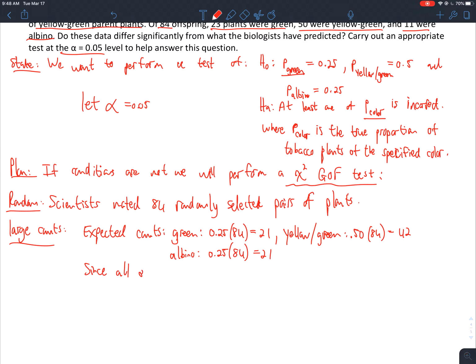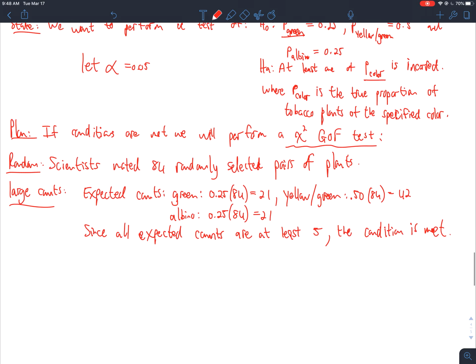Okay, so you say, since all expected counts are at least 5, the condition is met. Okay, the large counts condition is met. So the sampling distribution of the sample statistic chi-square will follow an approximately chi-square distribution. That's what it means. Okay, and then independence.